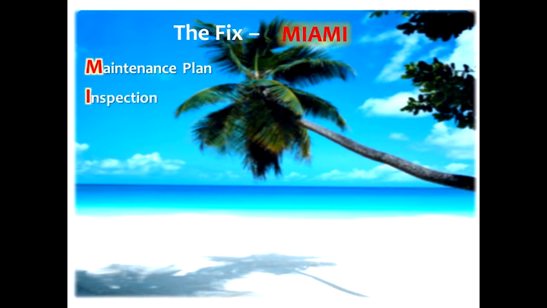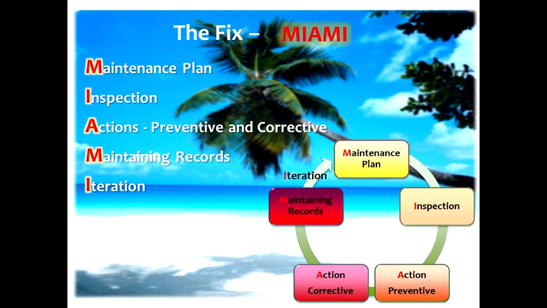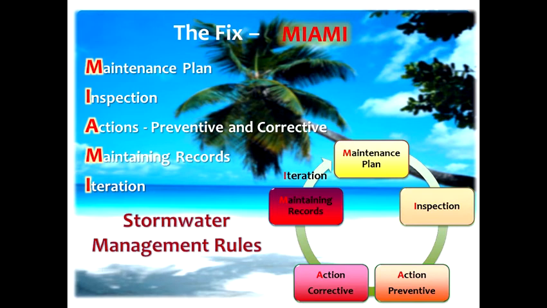So, what is the best way to fix a bad situation? The fix is best remembered as MIAMI. This acronym stands for Maintenance Plan, Inspection, Actions, Preventative Action and Corrective Action, Maintaining Records, and it is an iteration that you have to evaluate annually for the effectiveness of the maintenance plan. MIAMI is required by the Stormwater Management rules, under which all major development is required to have a maintenance plan for stormwater BMPs. The next slides will explain MIAMI.